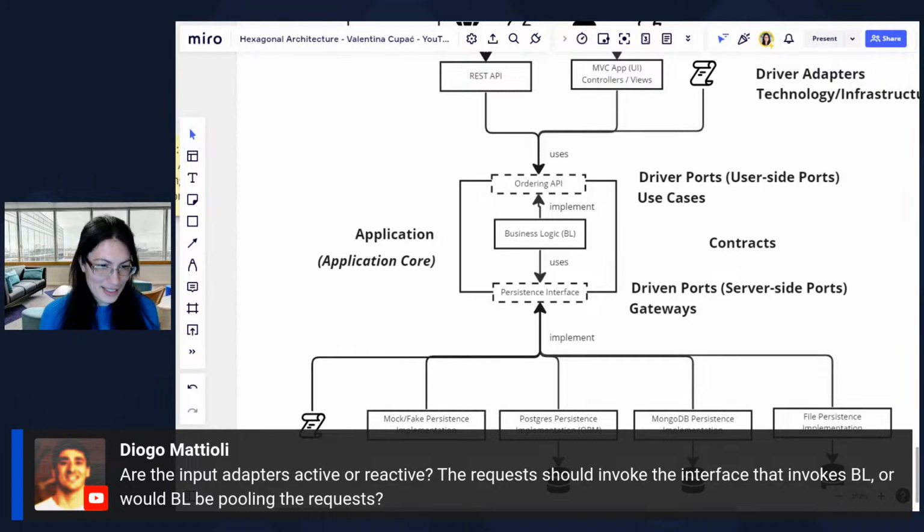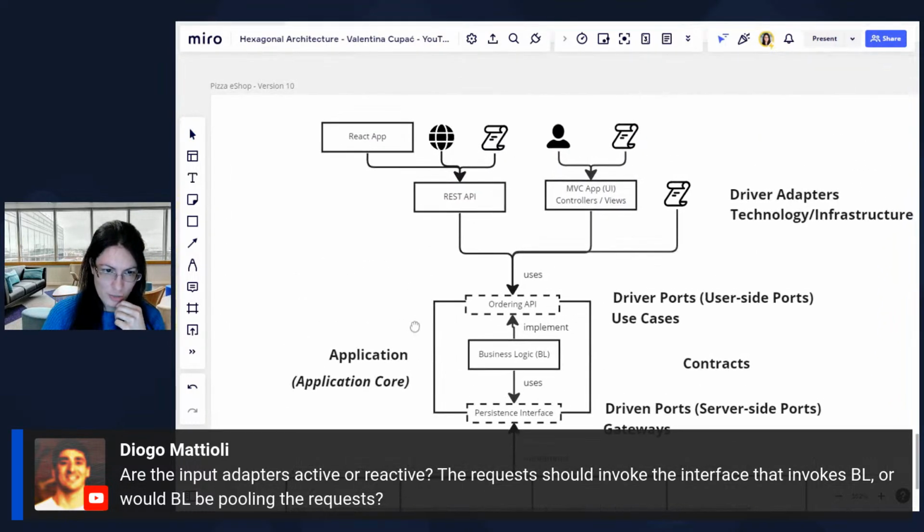Are the input adapters active or reactive? The request should invoke the interface that invokes business logic, or would business logic be pulling or maybe polling the requests? I'm not sure if I fully understood that one. Maybe feel free to clarify, but I will try my best to give a short response now. I will just explain what's happening as follows.